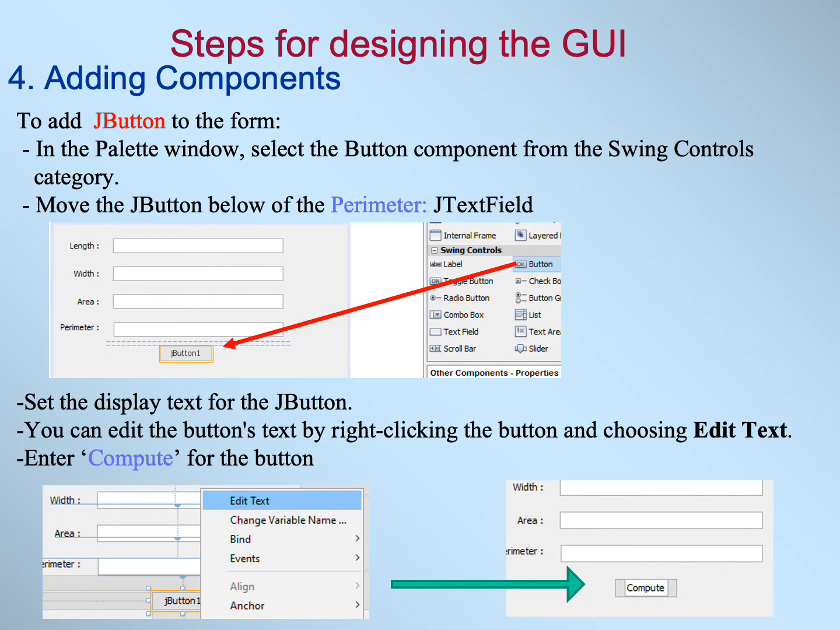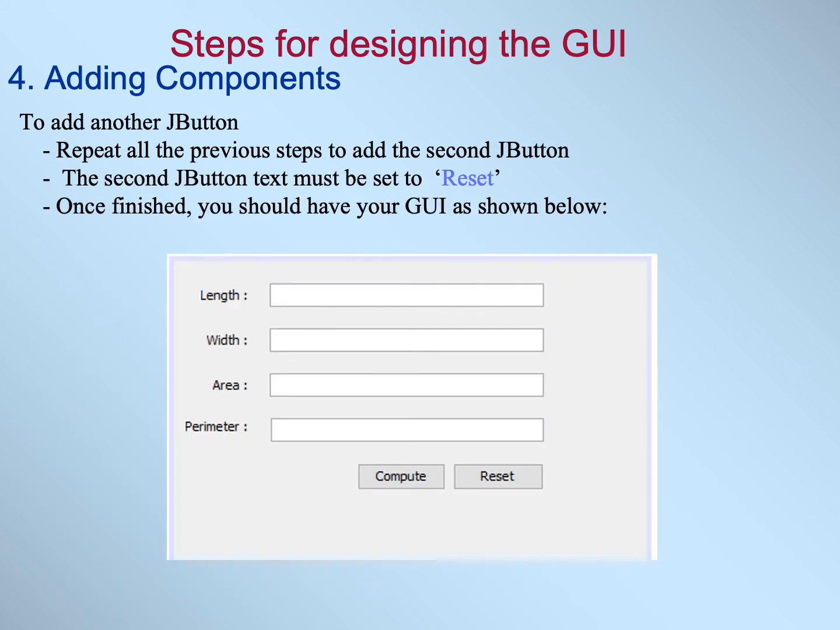To add a JButton to the form, in the Palette window, select the button component from the Swing Controls category. Move the JButton below the Perimeter JTextField. Set the display text for the JButton. You can edit the button's text by right-clicking the button and choosing Edit Text. Enter Compute for the button. To add another button, repeat all the previous steps to add the second JButton. The second JButton text must be set to Reset. Once finished, you should have your GUI as shown below.